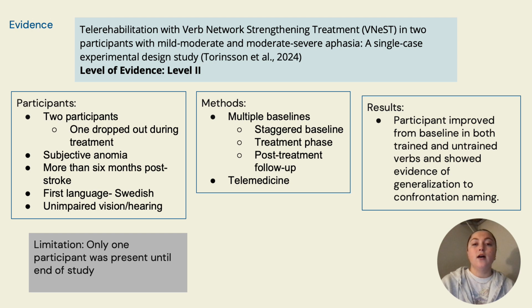For my last piece of external evidence supporting VNest, I looked at a study on telerehabilitation with verb network strengthening treatment in 2 participants with mild to moderate and moderate to severe aphasia. This was a single case experimental design study by Torrenson et al. In 2024. Although this is a telerehabilitation study, it has the same methods as normal VNest would have, so I thought that it was still appropriate.